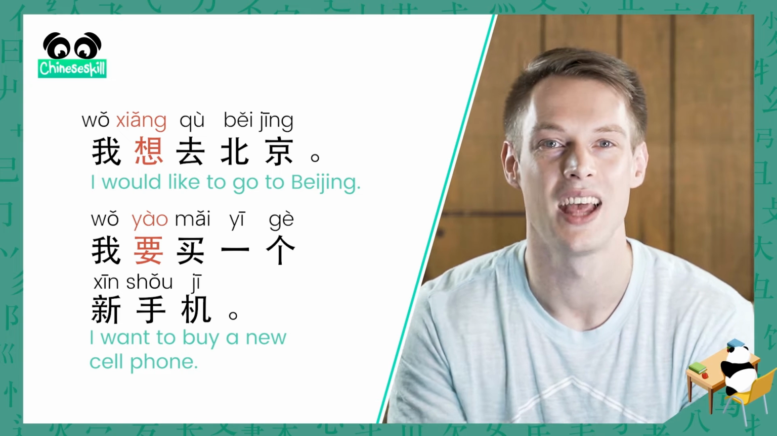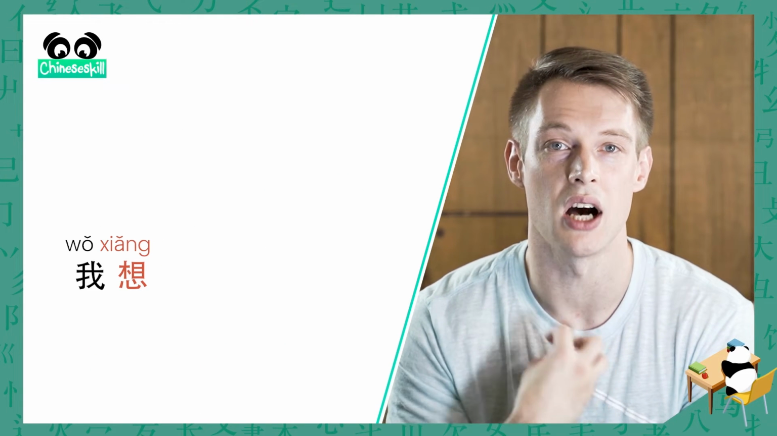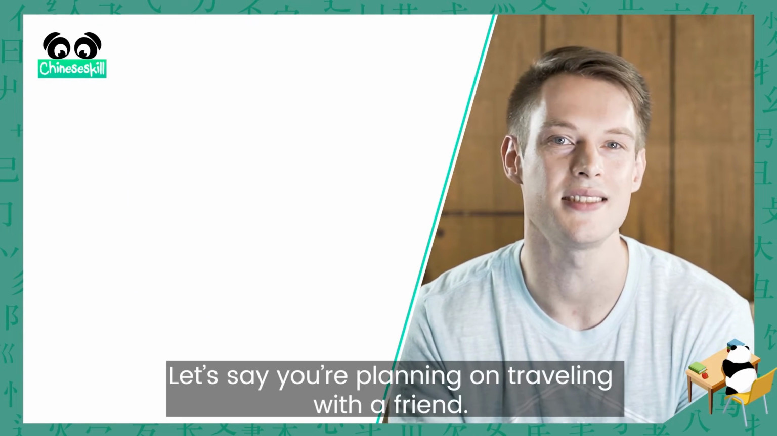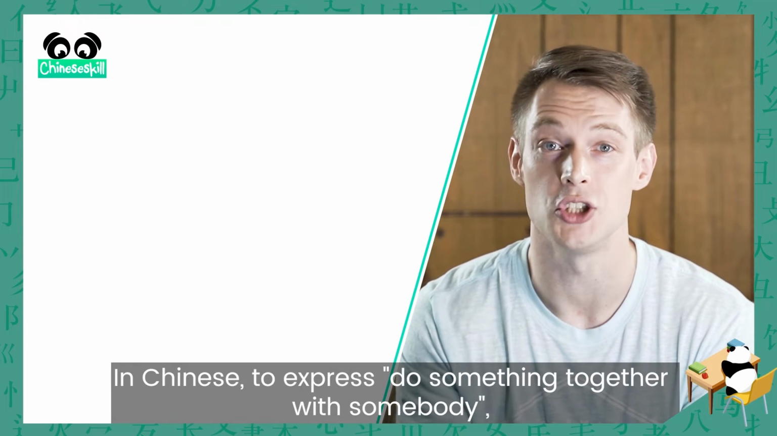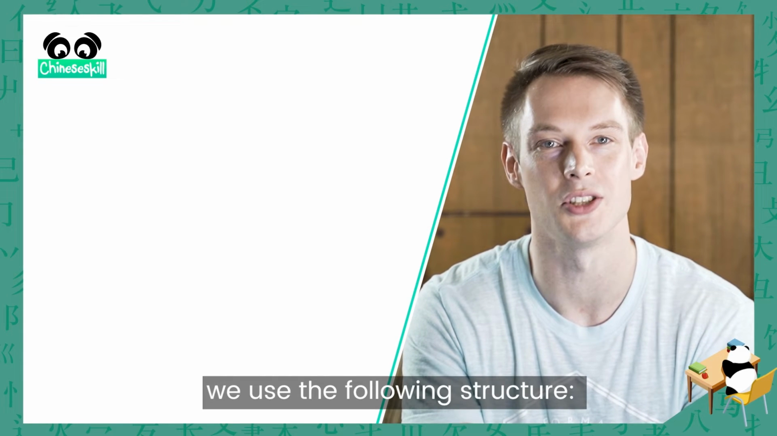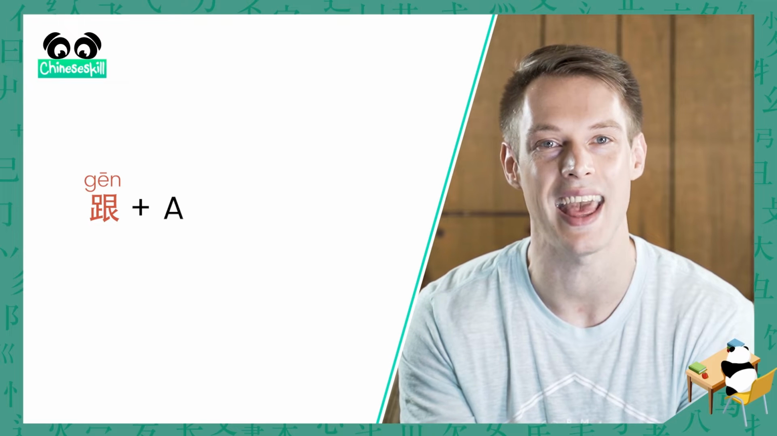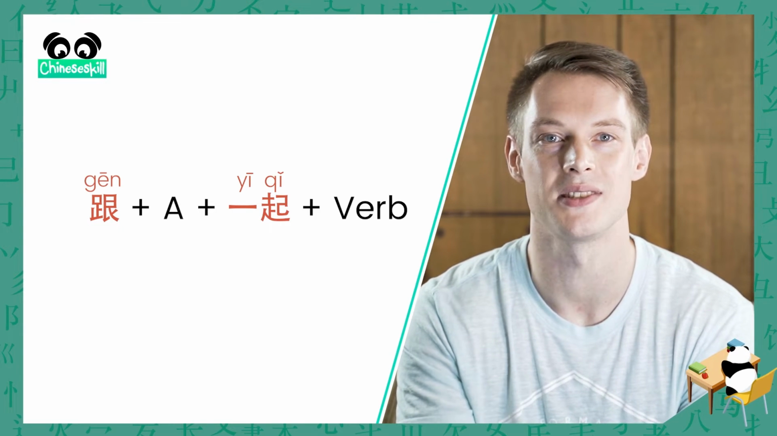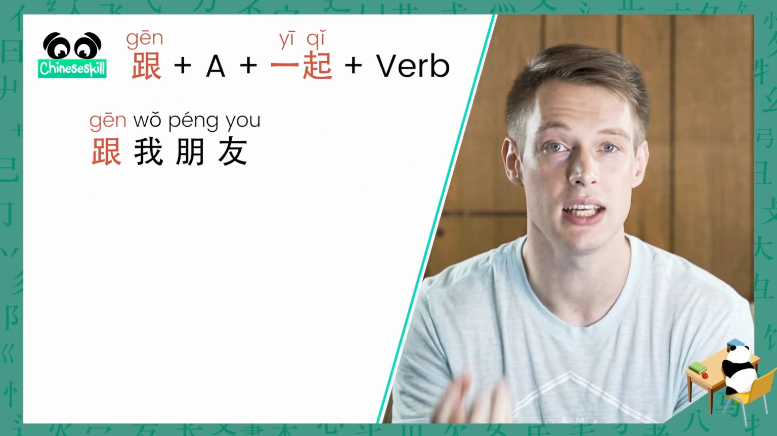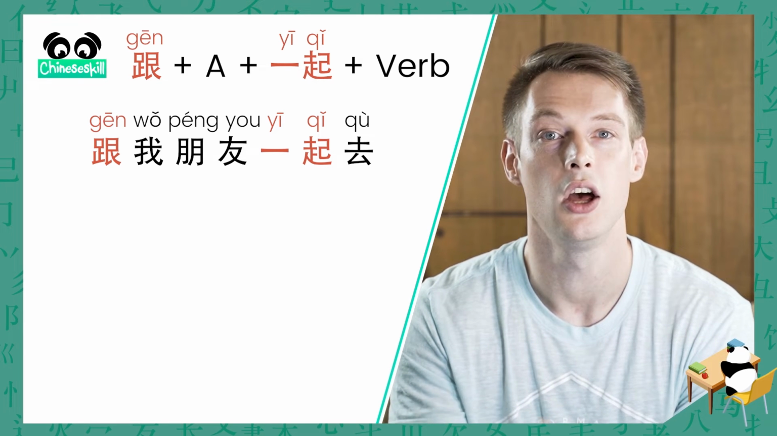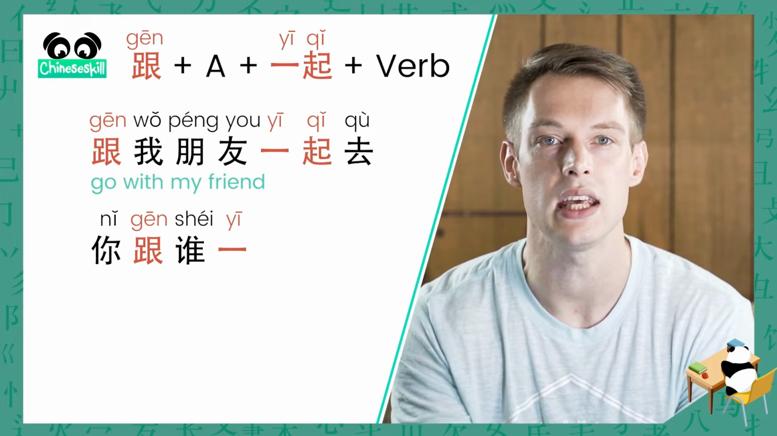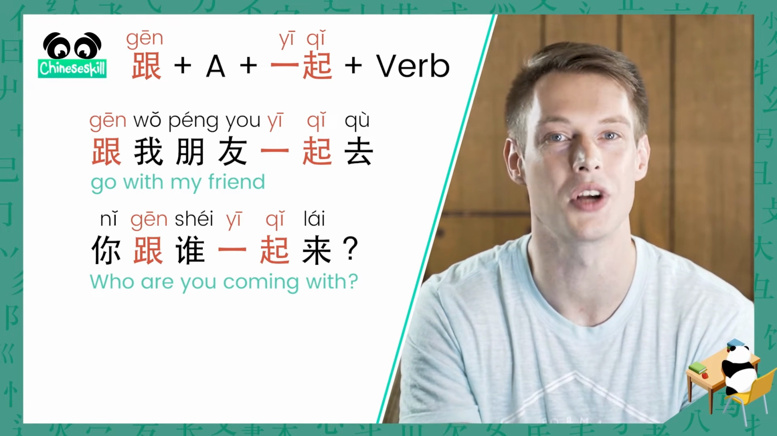Good job. Looking back at the statement, 我想去上海旅行. I want to travel to Shanghai. Let's say you're planning on traveling with a friend. In Chinese, to express do something together with somebody, we use the following structure. 跟 a 一起 plus a verb. For example, 跟我朋友一起去. Go with my friend. Or 你跟谁一起来? Who are you coming with?